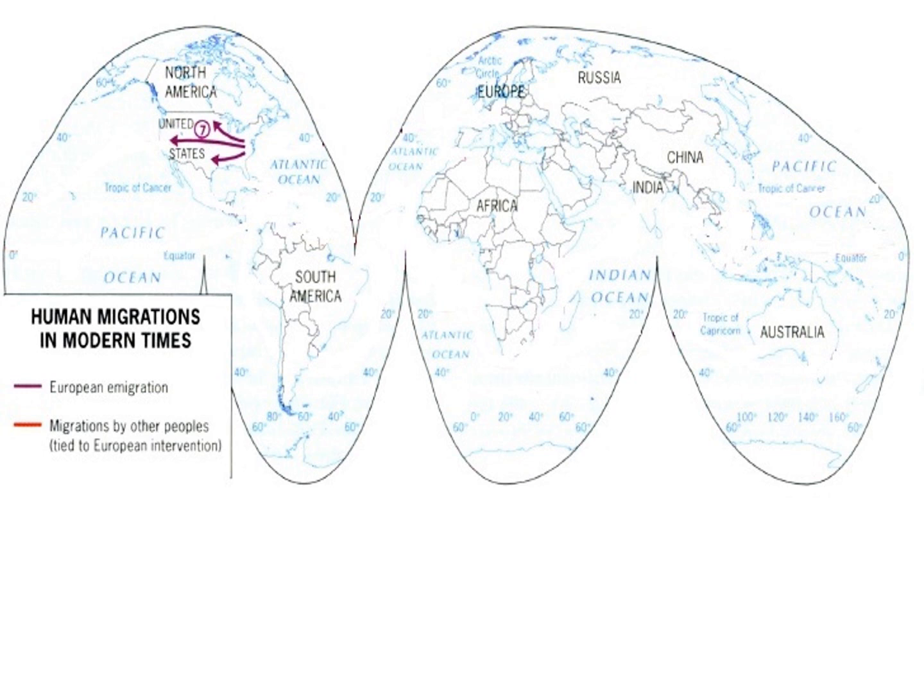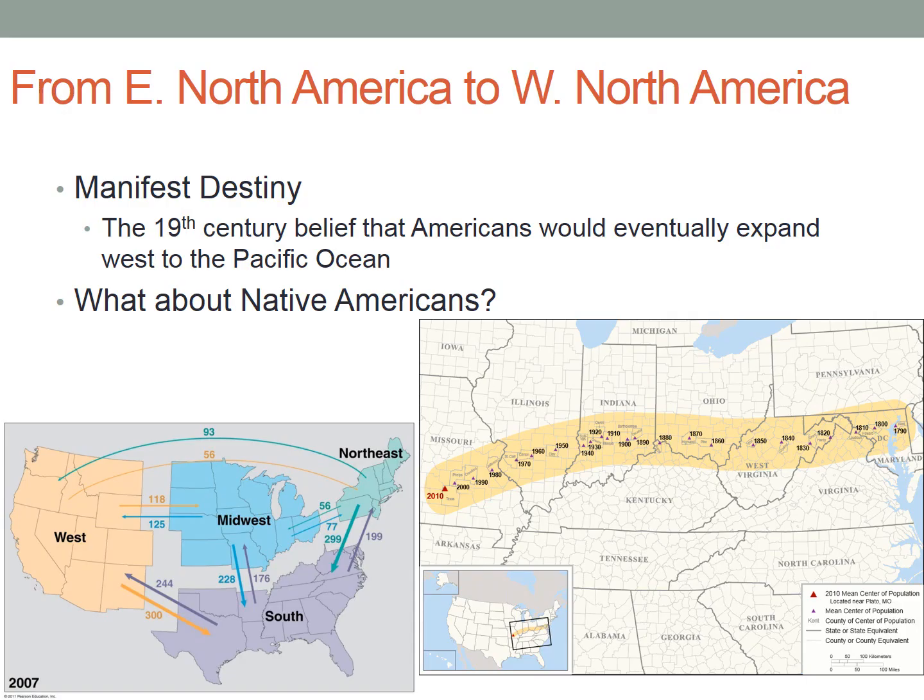Our next migration that we're going to take a look at is from the eastern part of North America to the western part of North America. So again, eastern part of North America, that's where the population center is clustered. And so the expansion was to areas that were more open out west. And perhaps you remember from your U.S. history classes in middle school, you remember what this was known as. It was known as manifest destiny.